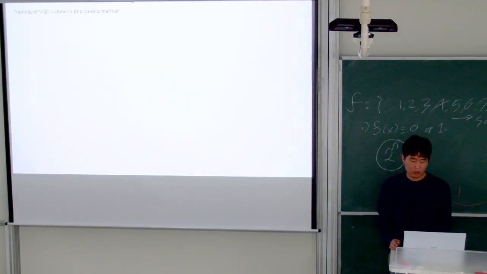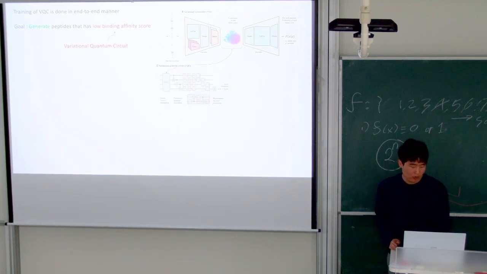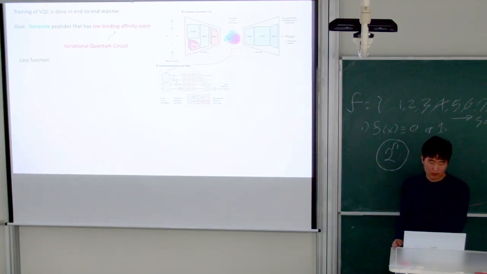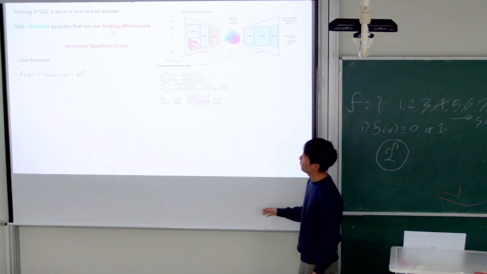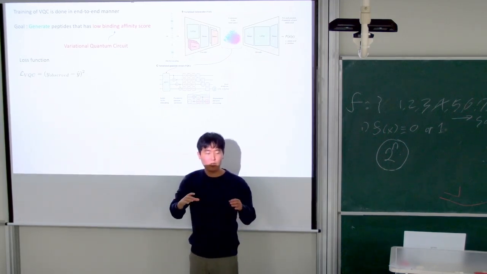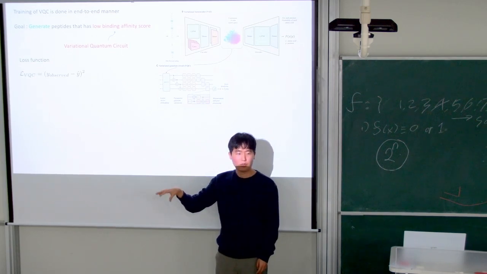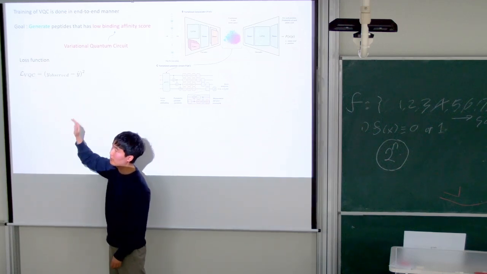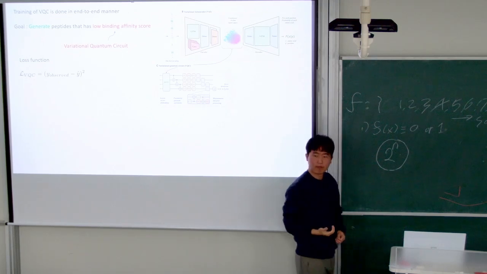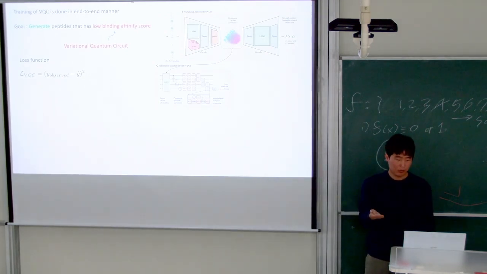So now let's do the whole picture. The goal of this was to generate peptides that have a low affinity score. And in order to achieve the low affinity score, we need a variational quantum circuit. And the loss function is like this. So y is the score of a given data. And using the variational quantum circuit, we constructed f, where the input is the latent vector and the output is each score. This loss function guarantees that the function gives you the correct score. You mean from the sequence we want to predict the correct affinity score? Yes.